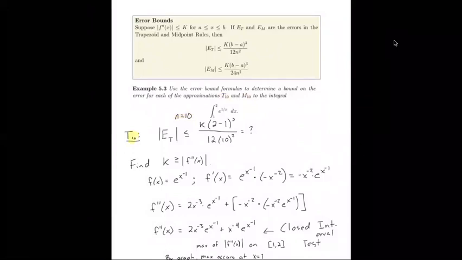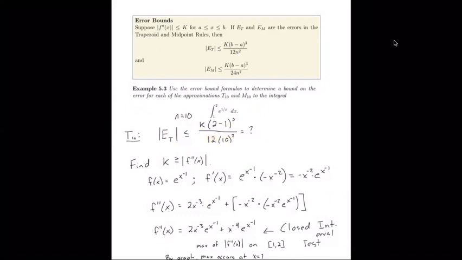We start to set up our error bound for the trapezoid rule with n equals 10. So we use the formula up above in the box, write that down. We know that the error of our trapezoid approximation with n equals 10 is going to be k times 2 minus 1 cubed. It's part of the formula. And 2 minus 1 is b minus a from the integral there. And then that's all divided by 12, again from the formula, times n squared. n equals 10, so that's 10 squared.